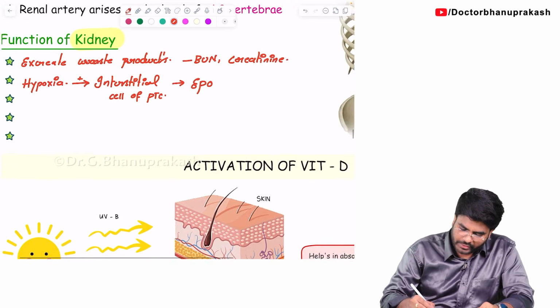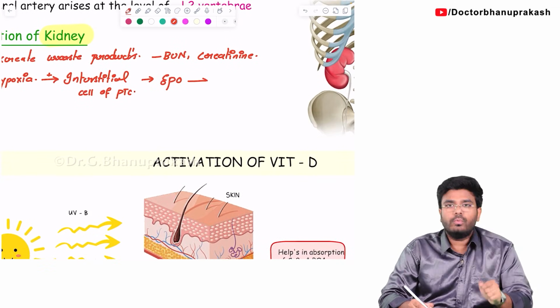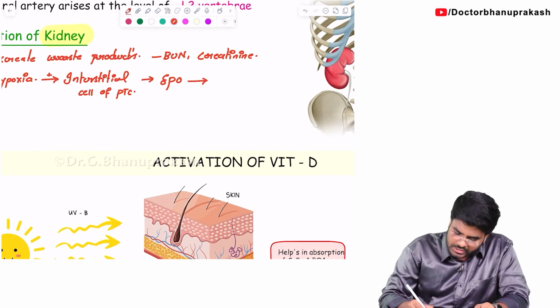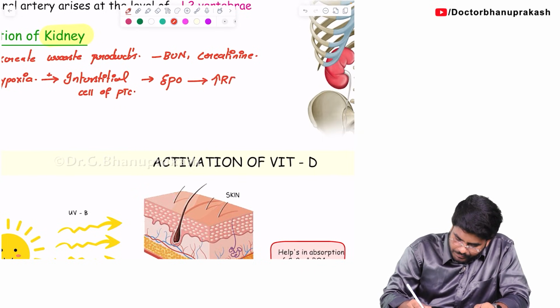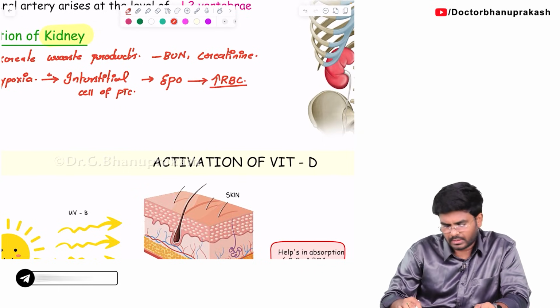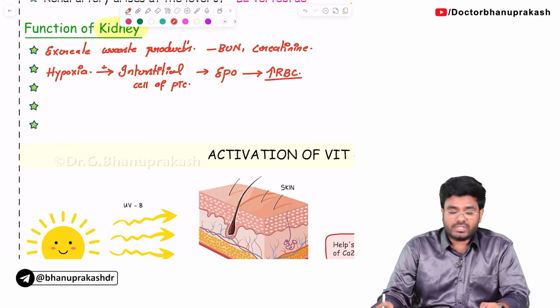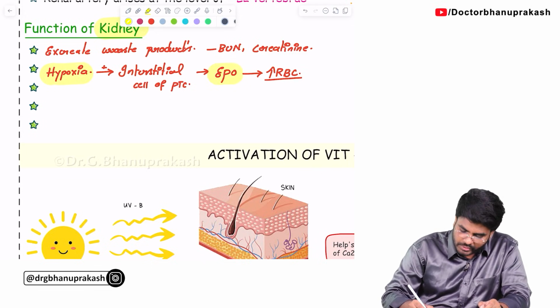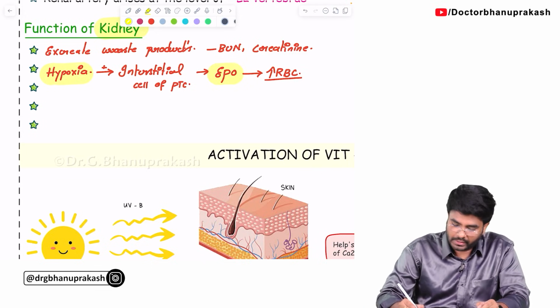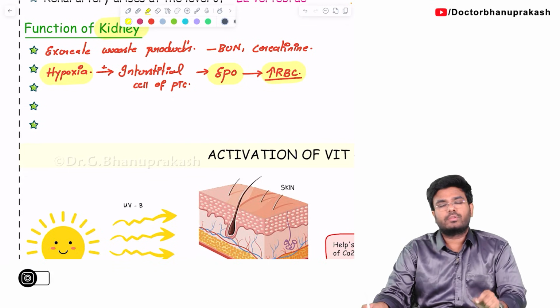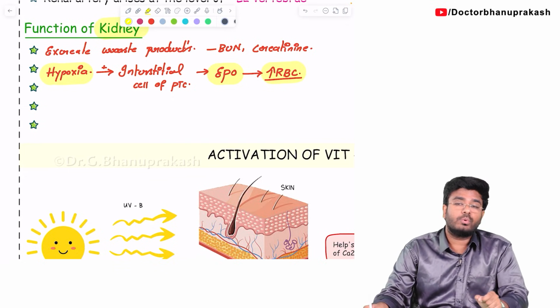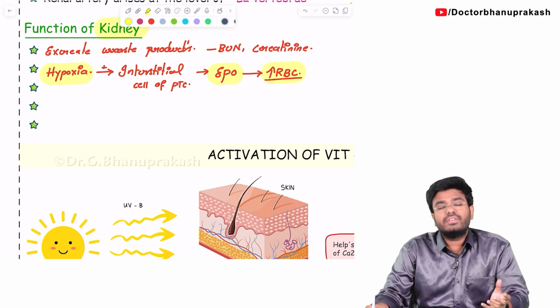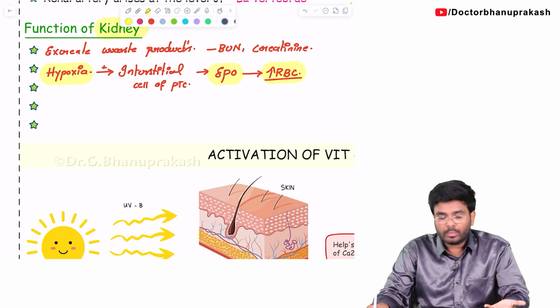Now what will this erythropoietin do? Erythropoietin will go and act on the bone marrow and stimulate the production of RBC, or you can say it increases the number of RBC. So what I am trying to say, in hypoxic conditions, what is your kidney doing? The kidney produces a hormone called erythropoietin, and erythropoietin increases your RBC. That is the reason why a patient who has kidney failure will suffer with anemia. The RBC, the hemoglobin will be less.